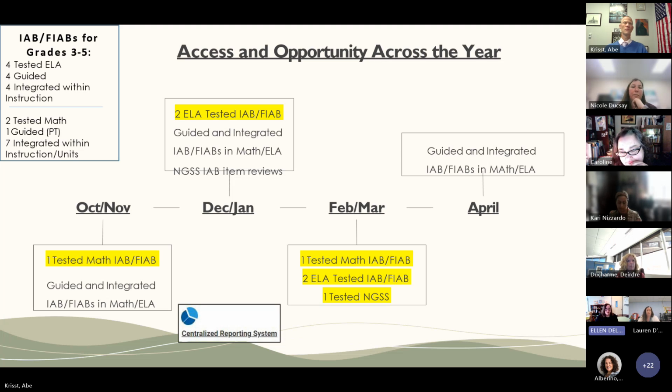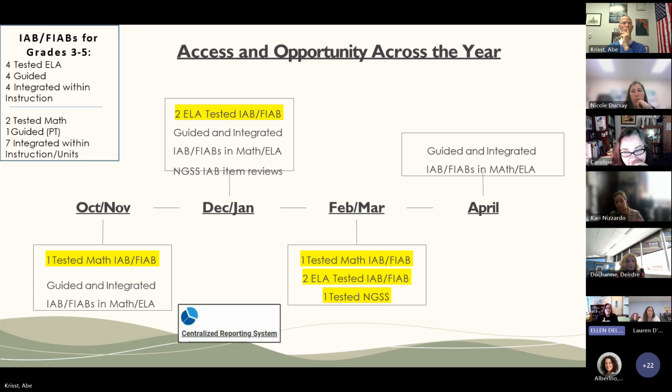And the Centralized Reporting System icon is kind of located right there because anything that is a tested IAB, we utilize the Centralized Reporting System to be able to see output, to see where students are struggling, where students are excelling, and also to go back to the test reason. That is so important to be able to align that or to fix it after because you can edit them after. But that allows us to look at, schools can look at individual classrooms.